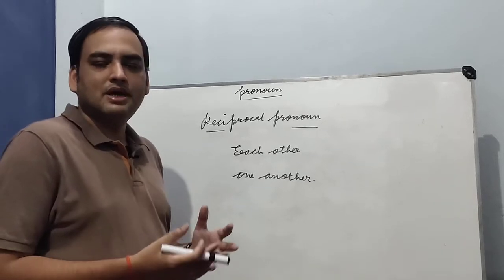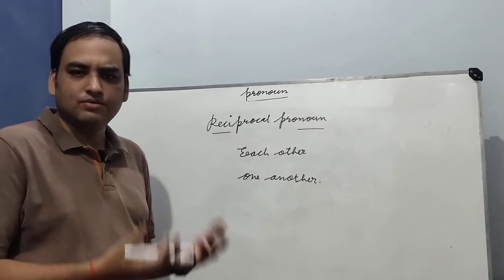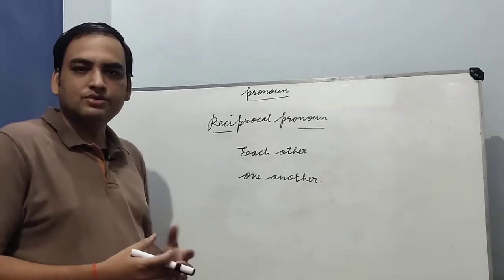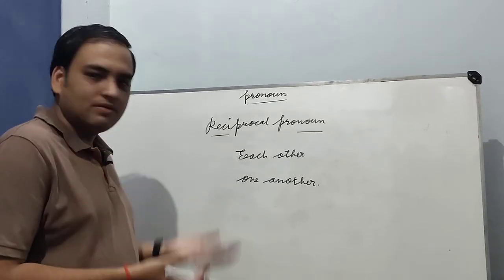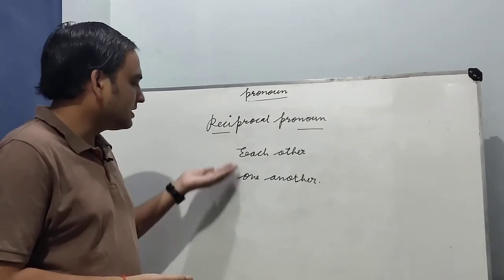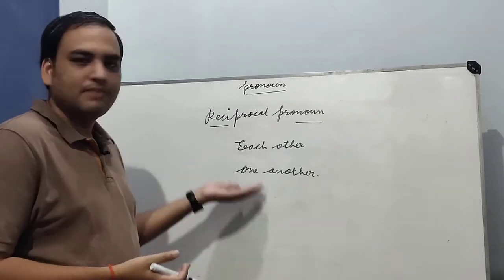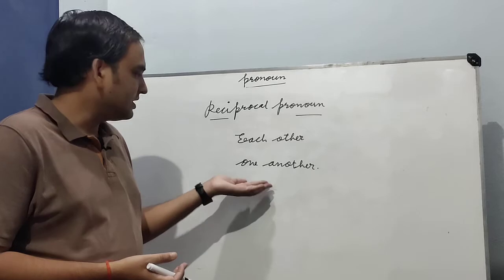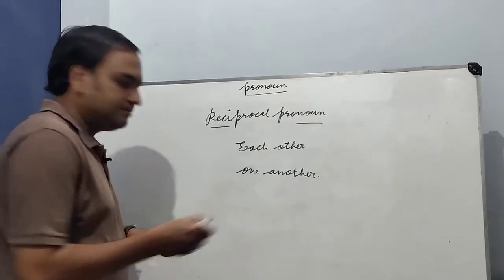But in English grammar, I have already explained, it is a practical language and people have mixed all the rules. So this varies according to the fashion in which people are using the language. Nowadays these two words, each other and one another, are used in each other's place. It means that we can use each other in the place of one another and one another in the place of each other.